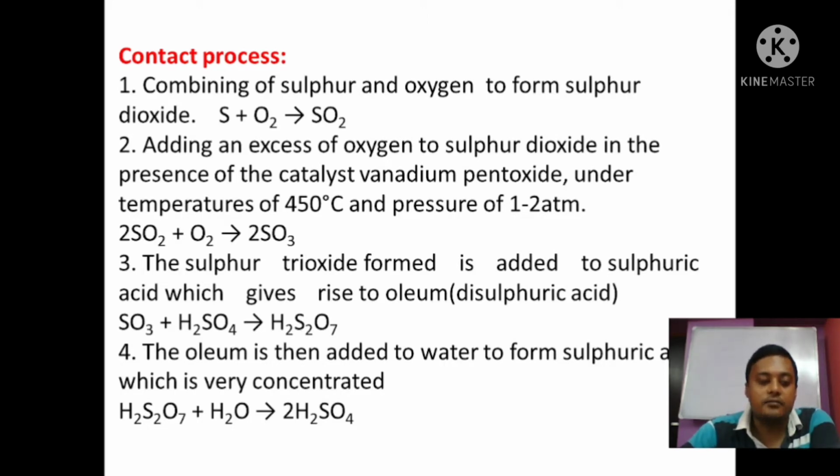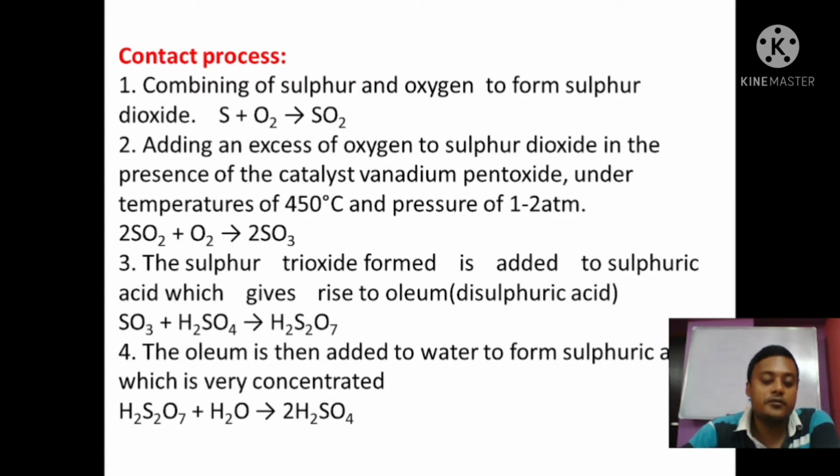So instead of this, first we prepare oleum, H2S2O7, by dissolving sulfur trioxide in sulfuric acid. And in the last step, when oleum reacts with water, it forms sulfuric acid.